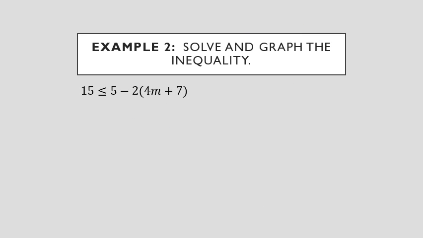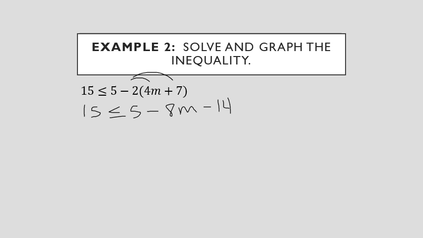Okay, so let's go ahead and try another example. Now remember, when you're solving inequalities, it's the exact same steps as when you are solving equations. So I'm going to start here by distributing the negative 2. Please watch your signs. That 2 is in fact a negative. So I'm going to bring down the 15 and the 5. The 5 I'm not touching yet because the only thing I'm doing is distributing. So this becomes negative 8m minus 14.